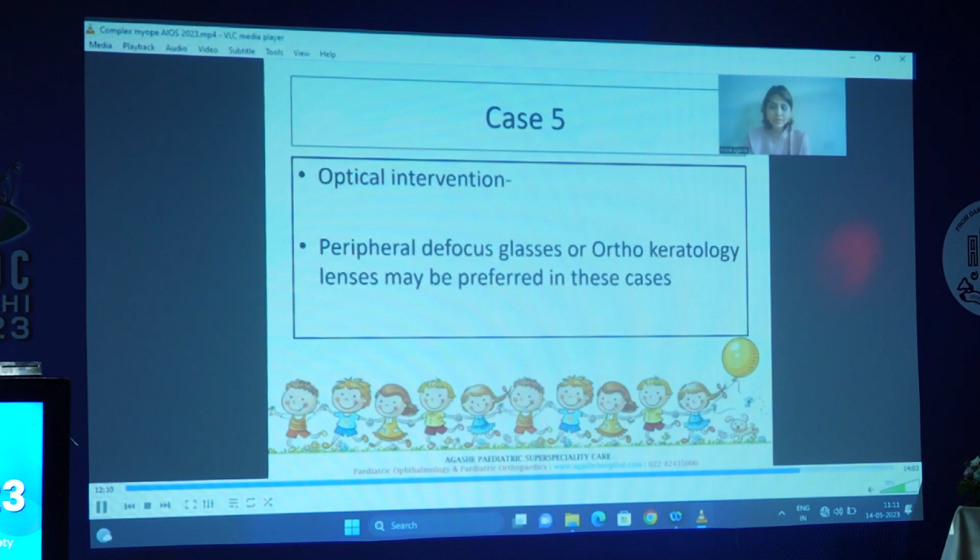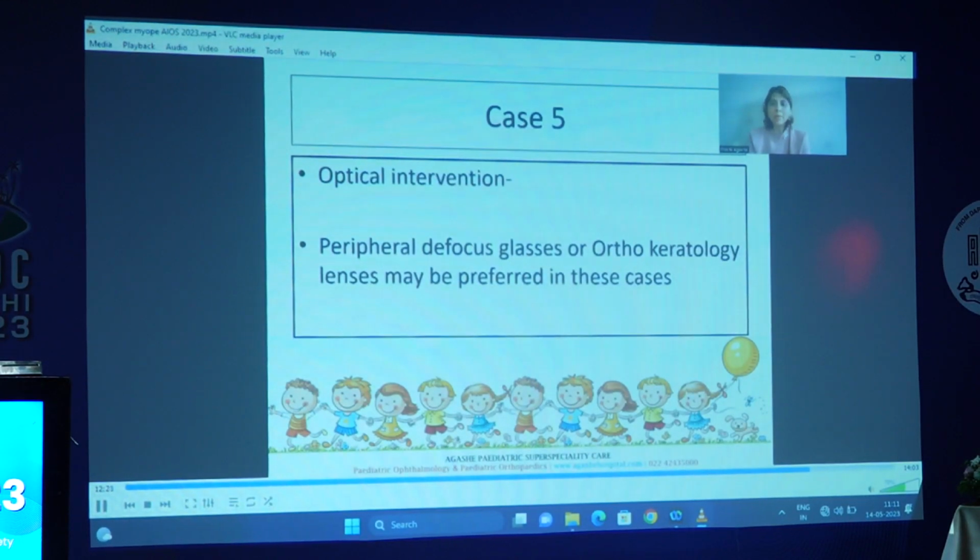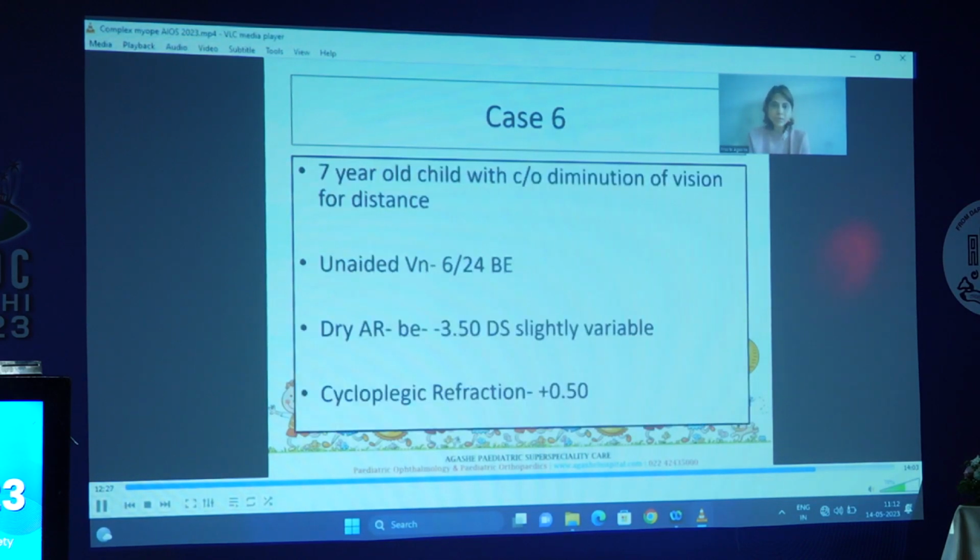Well, though, as it is a gray area, my personal preference would be to go ahead with a peripheral defocus glass or orthokeratology in these cases as a primary intervention. If I'm not happy with the control, then maybe an addition of the low-dose atropine drops can be considered.